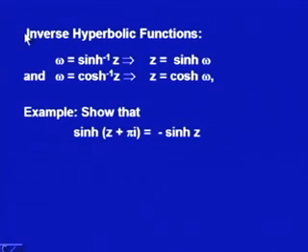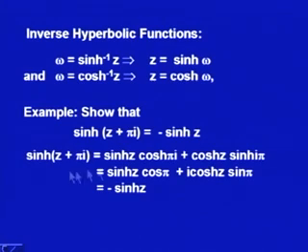After that, we discuss inverse hyperbolic functions. w is equal to sin hyperbolic inverse z implies z is equal to sin hyperbolic w, and w is equal to cos hyperbolic inverse z implies that z is equal to cos hyperbolic w, and from these definitions one can easily prove that sin hyperbolic of z plus pi i is equal to minus sin hyperbolic z. This is how we prove this result.